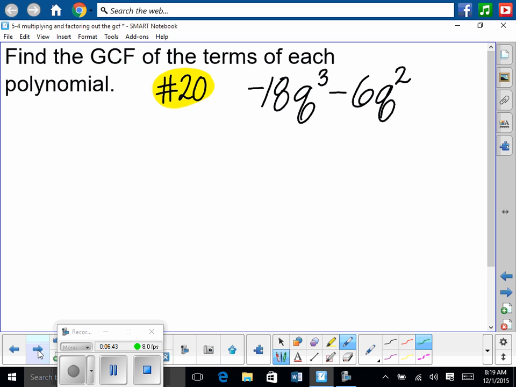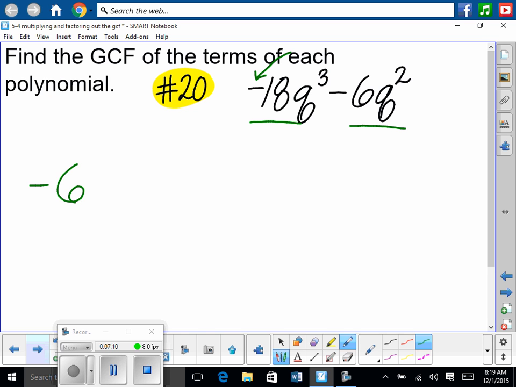Find the GCF of number 20. Negative 18q to the third power minus 6q squared. Okay, this one's pretty obvious. What's in common in each term with our numbers? A 6. Good. We'll pull out a 6. And what else? Good. And I like that you said, oh, I have a negative in front, so we better be pulling out a negative with it. You're absolutely right. And then, what else is in common?